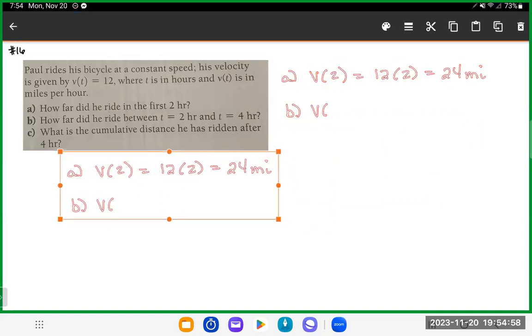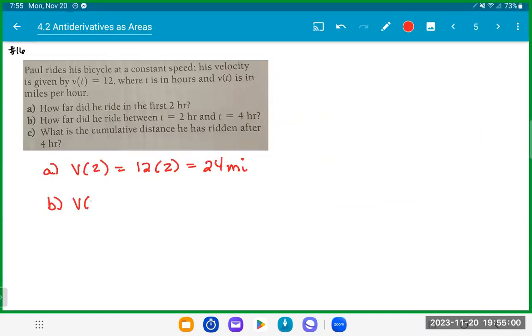Let me just, so we have more room. So 4 hours minus how far he drove in 2 hours. So if you think about that, if this is 2 hours, this is 4 hours. We know here he drove 24 miles, right? And we want to know how much did he drive in the next 2 hours, that middle portion, right?